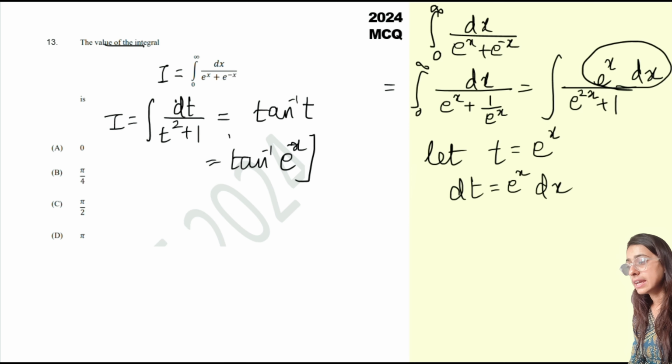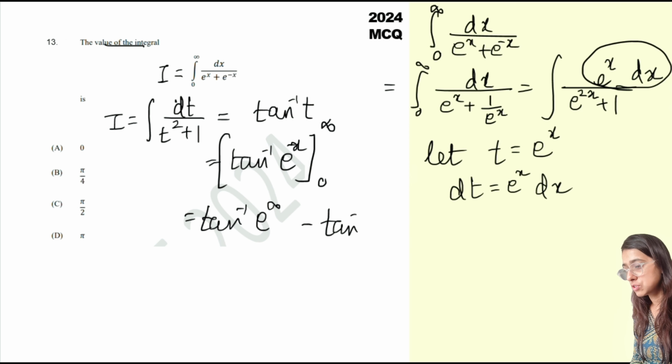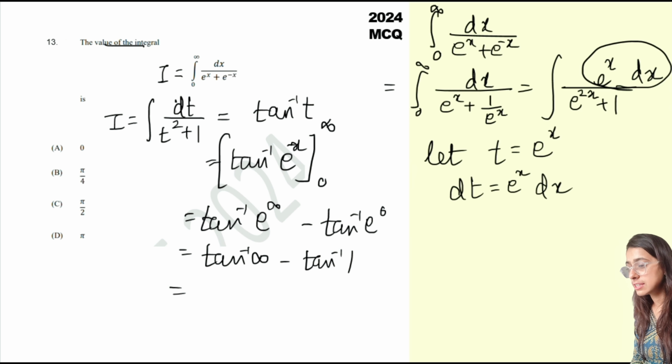Now since I have converted the complete function into e raised to power x, I will put the limits from 0 to infinity. We will get tan inverse e raised to power infinity minus tan inverse e raised to power 0, that is tan inverse of infinity minus tan inverse of 1. So what is tan inverse of infinity? It's pi by 2. Minus tan inverse of 1 is pi by 4, which will fetch us pi by 4. So B is the correct option.